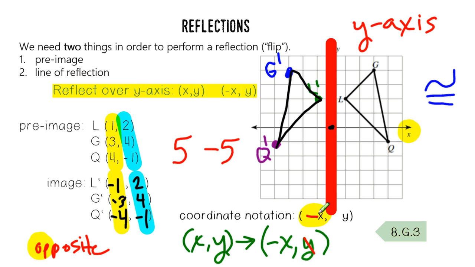So why didn't the Y change? Well, Y controls vertical movement, up-down movement. Did my pre-image move up at all? No. Did my pre-image move down at all? No. That's why the Y value has not changed. It has remained the same. So when we reflect over the x-axis, this is what will always happen to our coordinates. The opposite of x and the y stays the same.